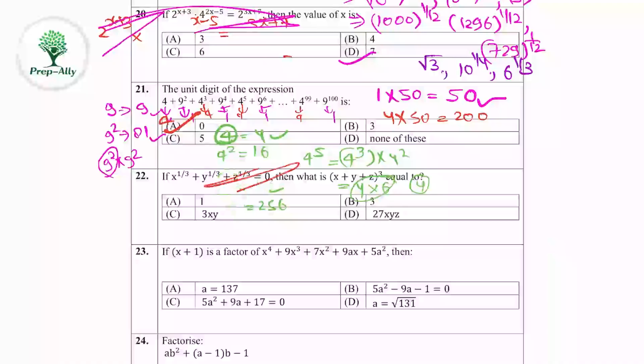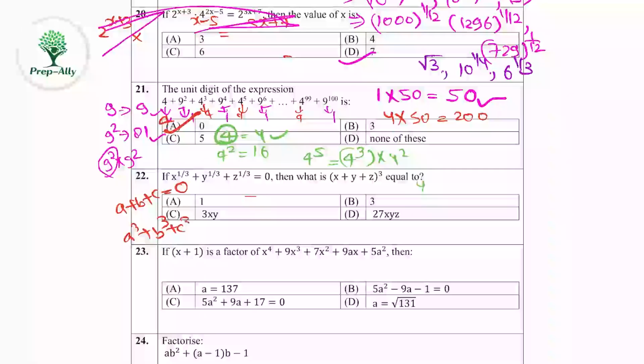Now here the question number 22. In this question it is given x raised to power 1 by 3 plus y raised to power 1 by 3. So as we discussed, if a plus b plus c is equal to 0, then a cube plus b cube plus c cube is equal to 3abc. So here we can write, a cube means x raised to power 1 by 3 raised to power 3, it will become x plus y plus z. This is equal to 3 into x raised to power 1 by 3, y raised to power 1 by 3, z raised to power 1 by 3.